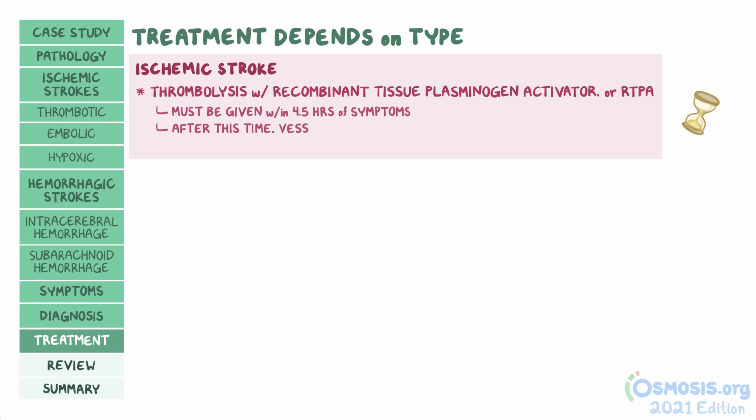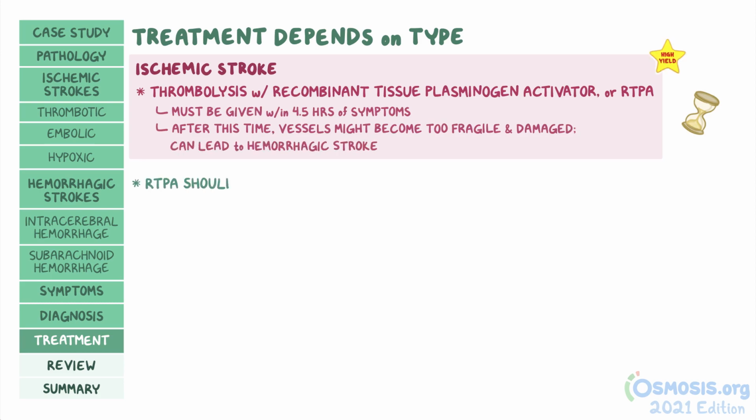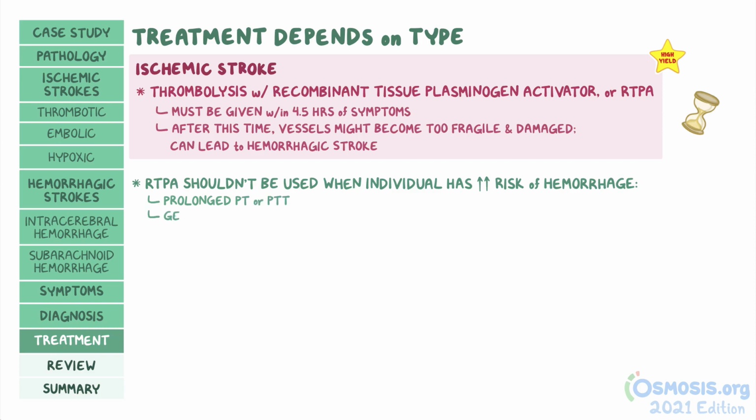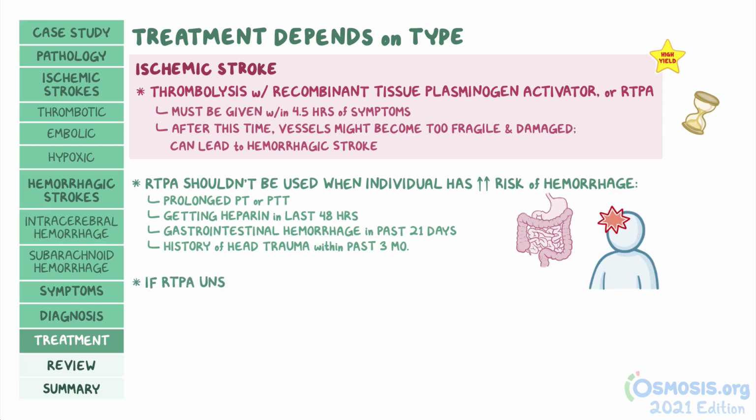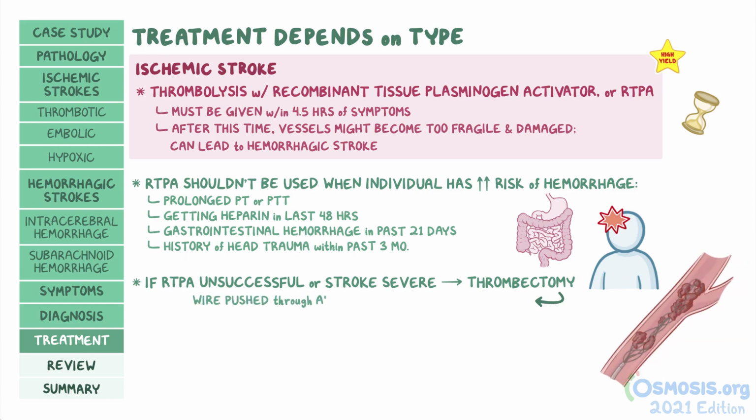After this time frame, blood vessels might become too fragile and damaged, so giving RTPA can lead to a hemorrhagic stroke. Also, RTPA shouldn't be used when an individual has an increased risk of hemorrhage, such as having a prolonged PT or PTT, getting heparin in the last 48 hours, gastrointestinal hemorrhage in the past 21 days, or history of head trauma within the past 3 months. Now, if RTPA is unsuccessful or if the stroke is severe, thrombectomy can be done. That's a surgical procedure where a wire is pushed through the artery to physically remove the clot.